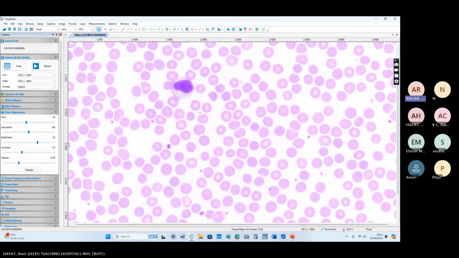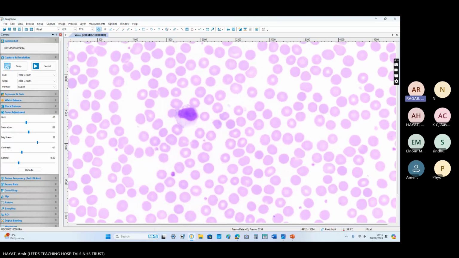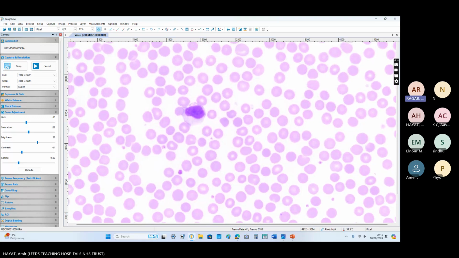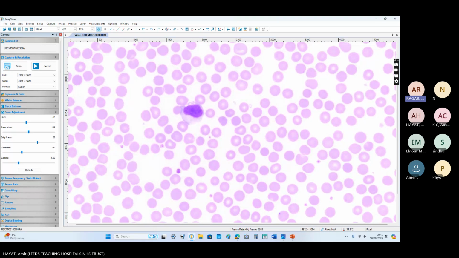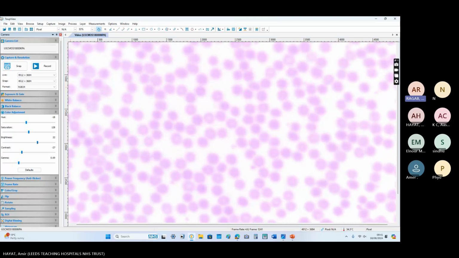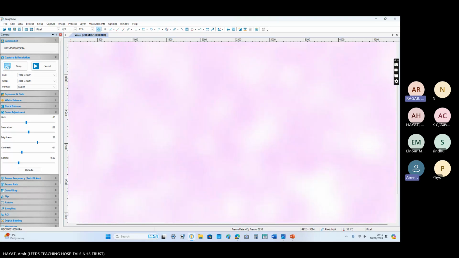All right. So starting with the white blood cell, I would say like atypical lymphocyte, but to describe it, it is a large mononuclear cell with abundant cytoplasm and vacuole.